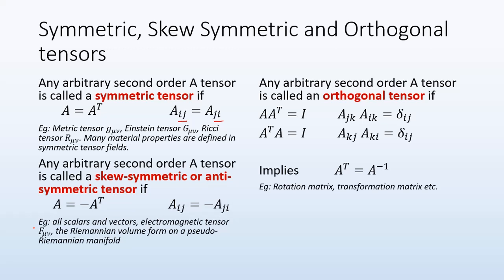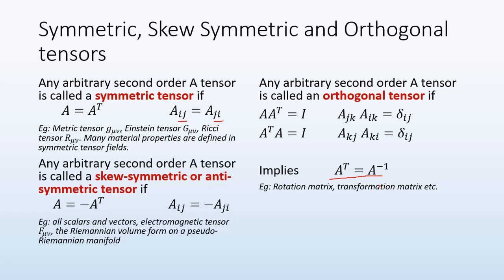Okay, another tensor is the orthogonal tensor. Orthogonal tensors can be defined as A transpose A is equal to I. In index notation, I can write that AjK AiK will be equal to delta ij. AKj AKi will also give you delta ij. This implies that if A transpose A is equal to I, then A transpose is equal to A inverse.